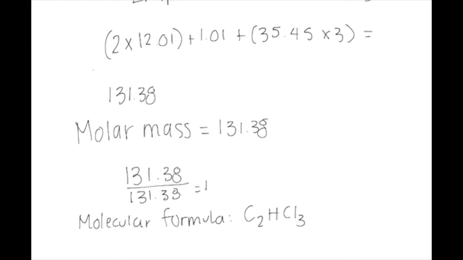So to find the molecular formula, we have to add up the relative atomic masses and find the relative formula mass. To do this, we do 2 times 12.01, which is 2 times carbon, plus 1 hydrogen, which is 1.01, plus 3 chlorines, which is 3 times 35.45, and we get 131.38. And in the question, it gives us that the molar mass is 131.38. So then we just divide, and we do 131.38 divided by 131.38, and we get 1, which means our molecular formula is the same as the empirical formula, which is C2HCl3.